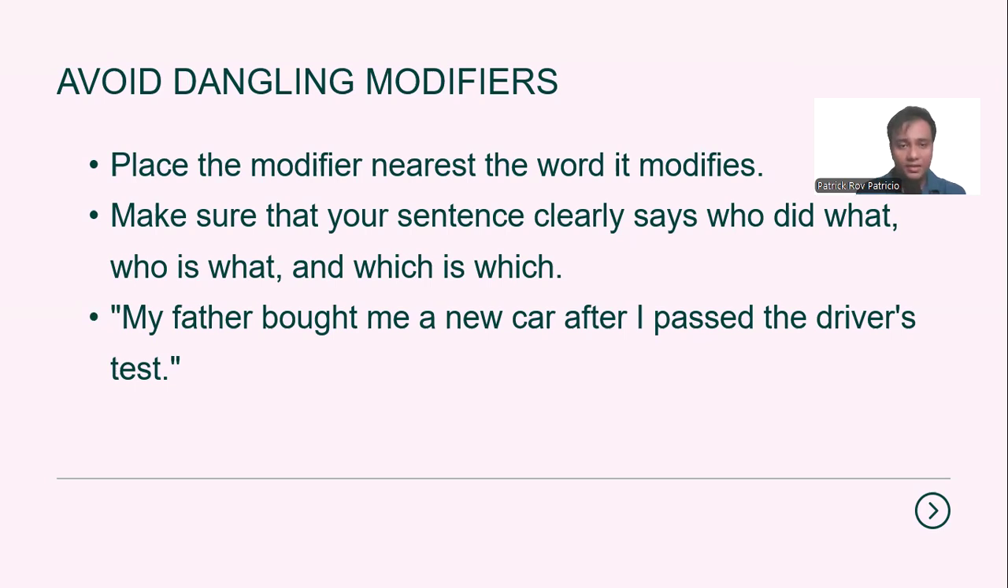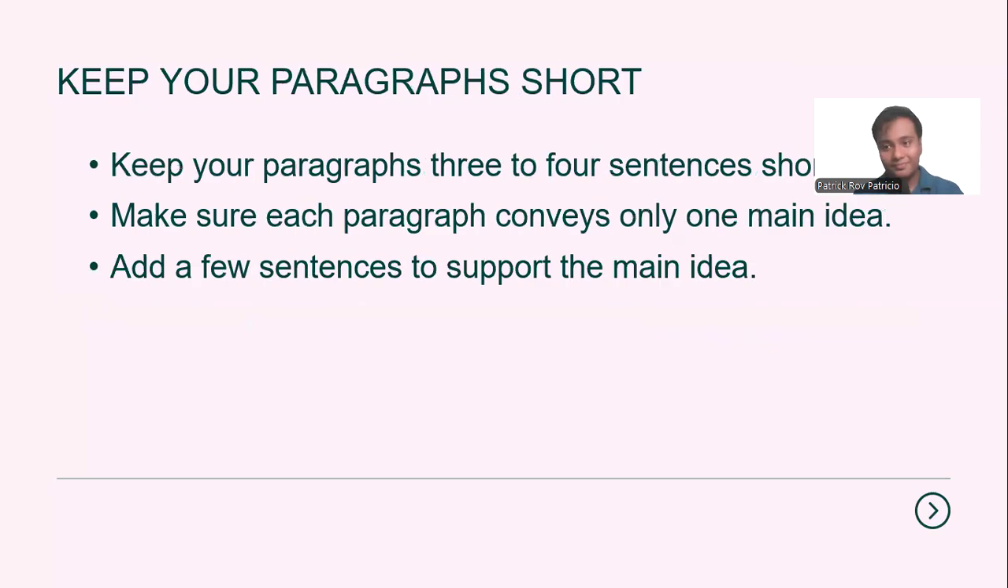For example, a sentence that avoided the use of dangling modifiers is here: my father bought me a new car after I passed the driver's test. Here, the sentence shows us clearly who bought what. We know that it is a father. We know who passed what. We know that I passed the driver's test, and so on and so forth. And again, for a more detailed explanation of this, you may refer to the video of my group mates, and also to our module.